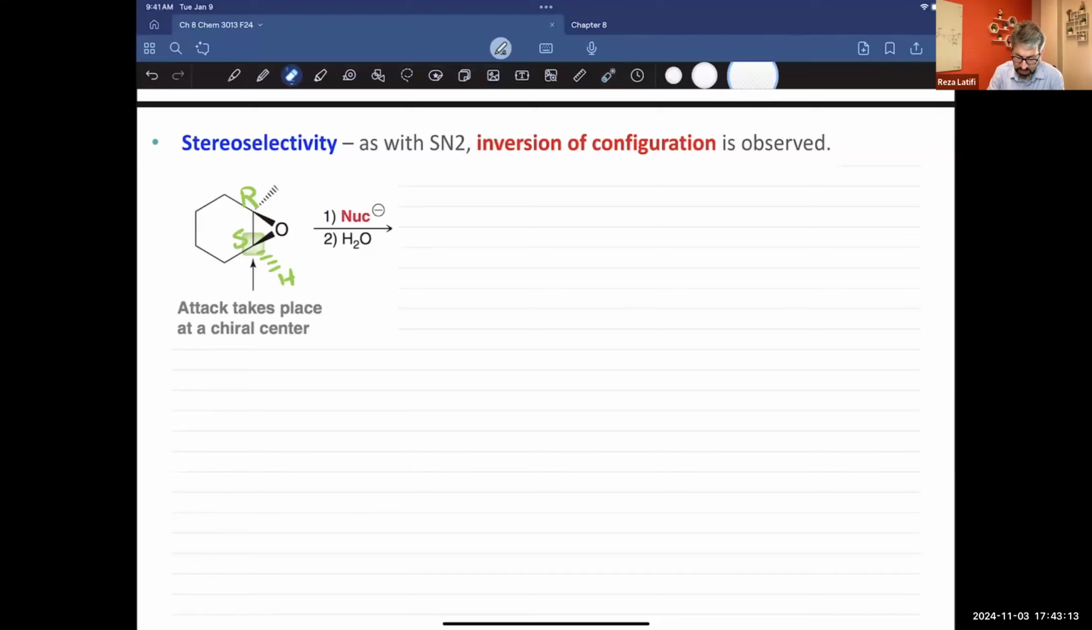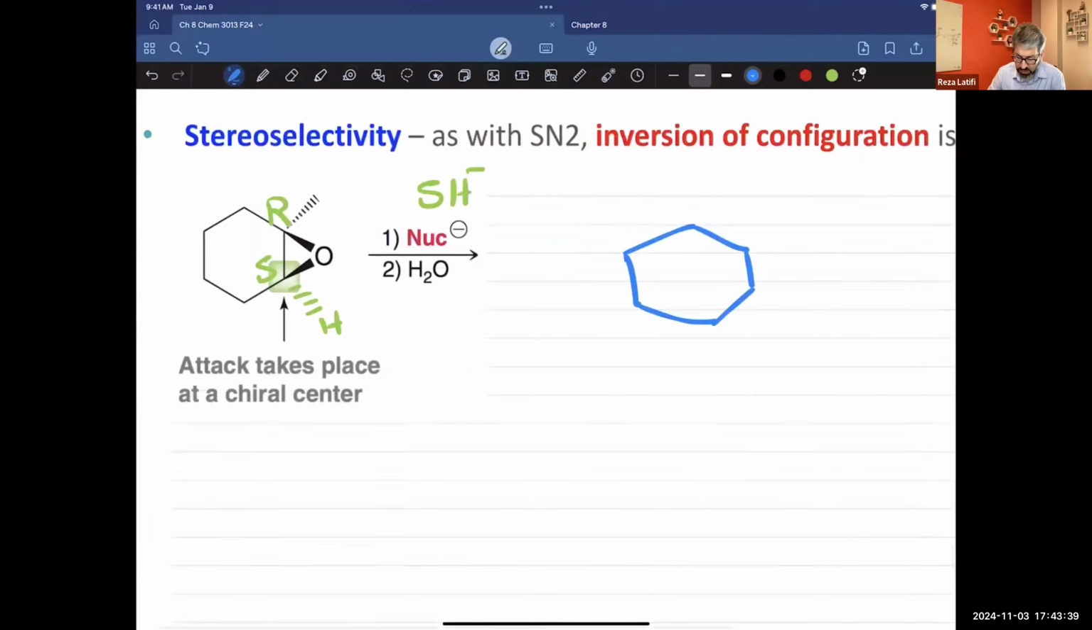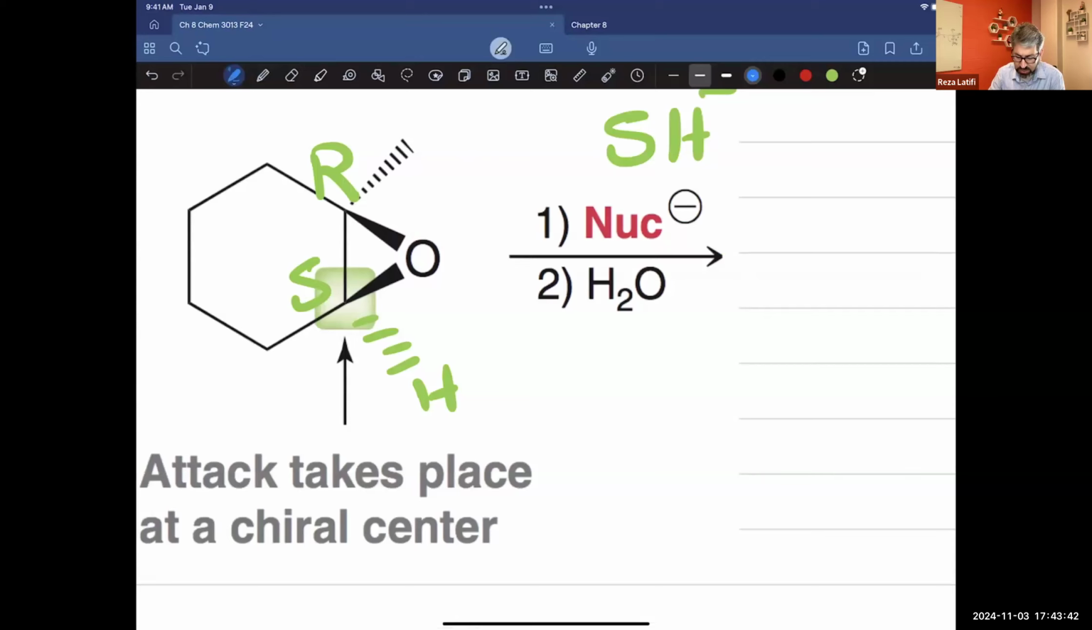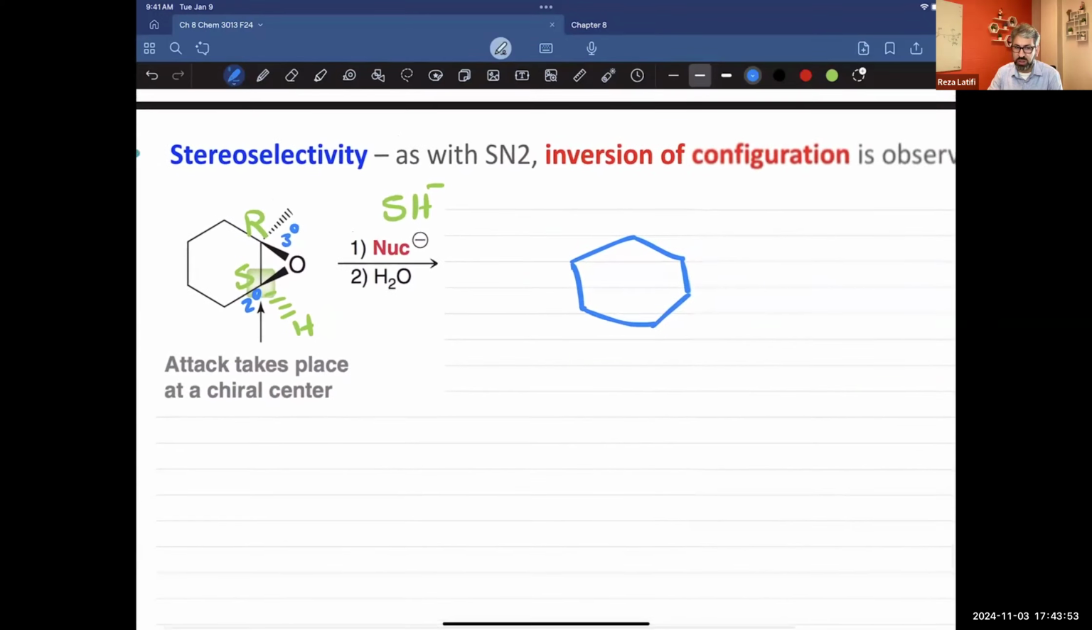Now, if, for example, let's say your nucleophile is either a bromide or SH, it doesn't matter really what the nucleophile is. I'm going to go again with the SH as a nucleophile and see what will happen if we add this one to the system. In that case, we will get this one as a product. I'm going to zoom here. We have one carbon that is a tertiary carbon, while this one is a secondary carbon. The attack will happen on the secondary carbon, and that's going to change the configuration of the secondary carbon.